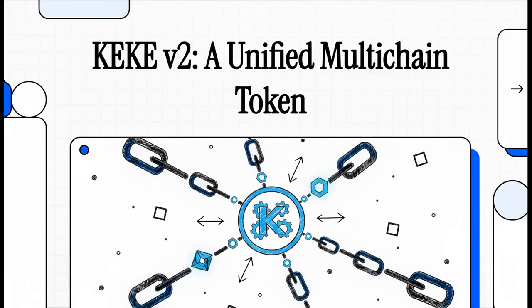All right, today we're getting into the tech behind the KKV2 token. And really, we're talking about a huge puzzle in crypto. How do you get a single token to exist on multiple blockchains without completely falling apart?